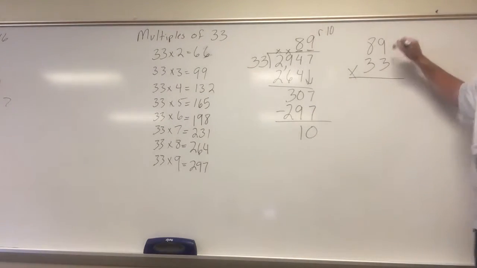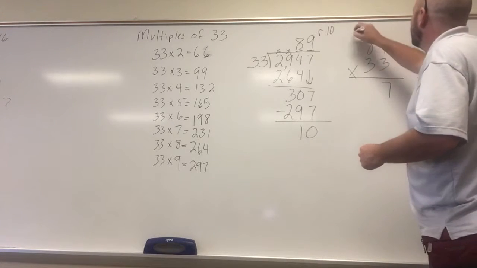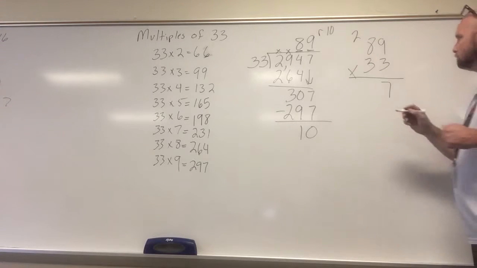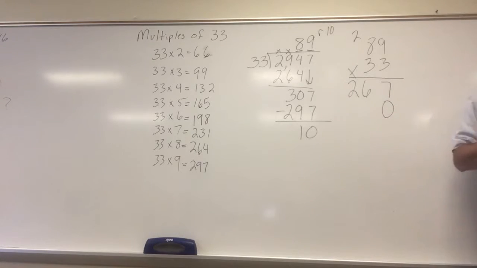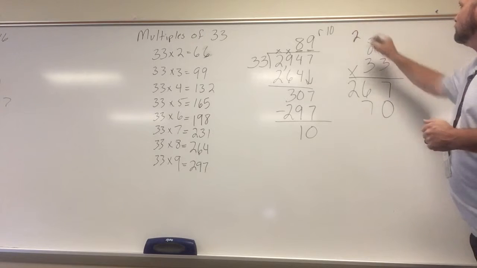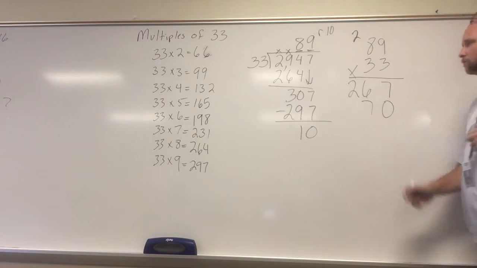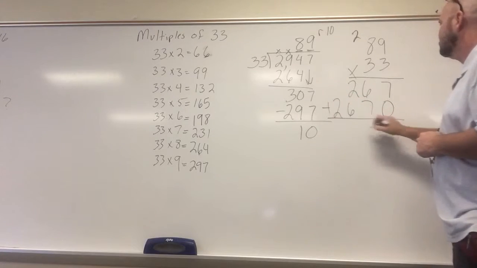Okay, so 3 times 9 is what? 27. Carry my 2. 3 times 8 is? 24. Plus 2 is? 26. I put a 0 here. 3 times 9 is? 27. Carry my 2. 3 times 8 is? 24. Plus 2 is? 26. Then I just add this.